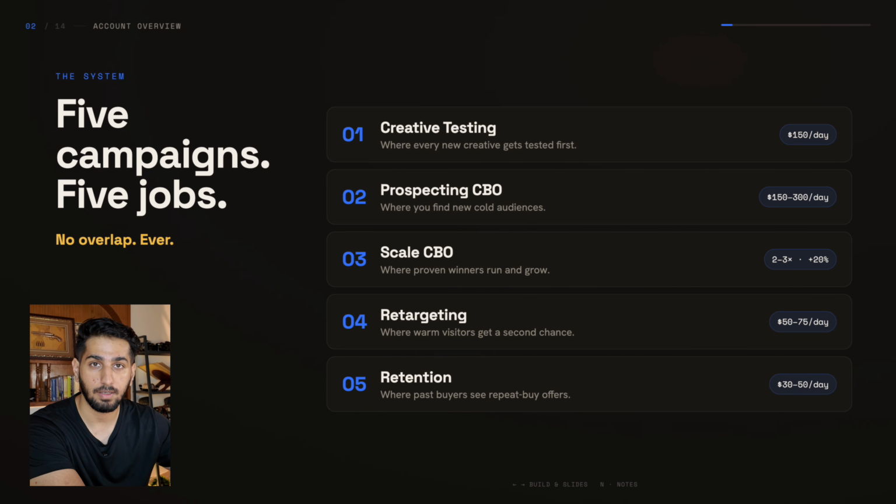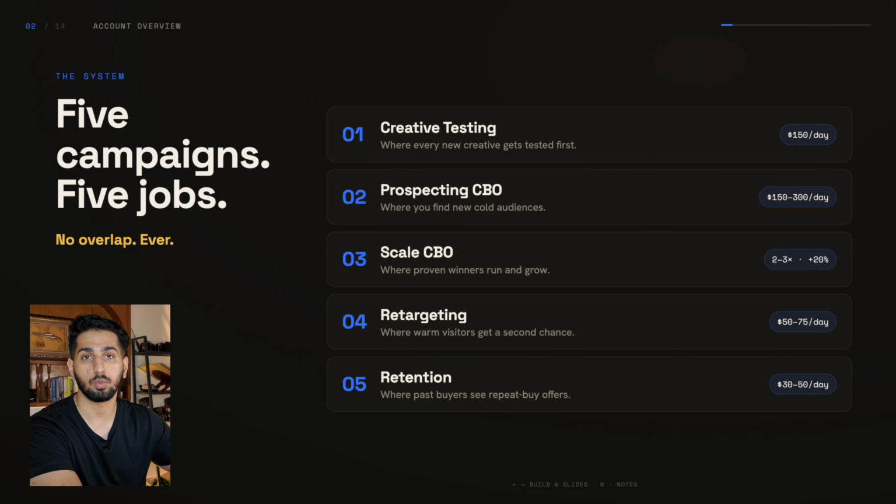But again, 5 simple campaigns. First one is going to be where you test your creatives. The second one is going to be where you test your audiences. The third one is where you scale the winners. The fourth, you retarget. The fifth, you use to retain customers. Again, I want you to understand that there are 5 simple campaigns, and I want you to notice that each campaign does only one single thing. You do not want to combine multiple audiences, multiple goals within one single campaign. That is how you structure your ad account to fail, right? So 5 campaigns, 5 jobs, no overlapping.